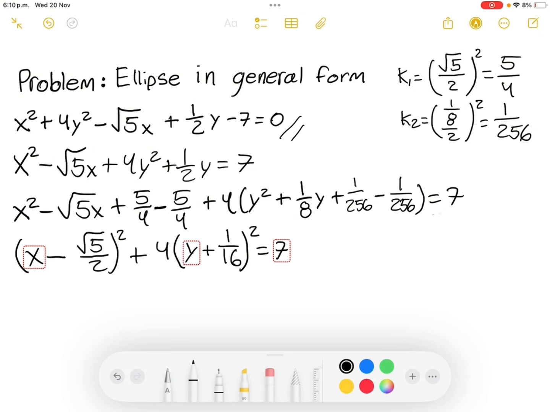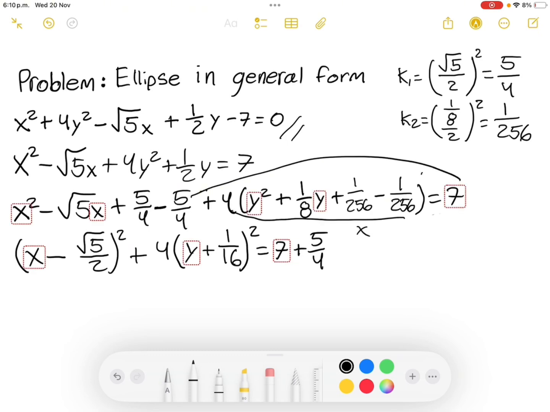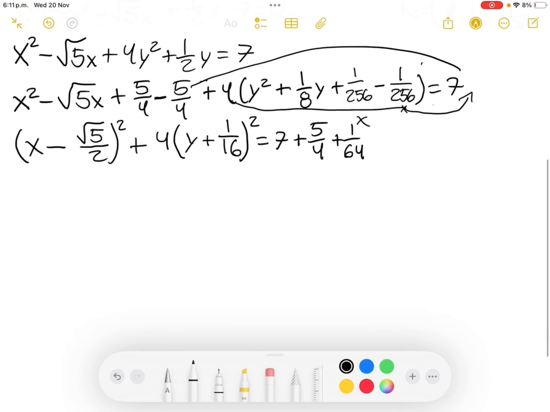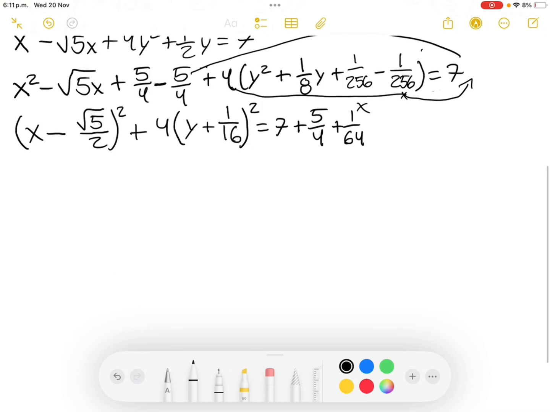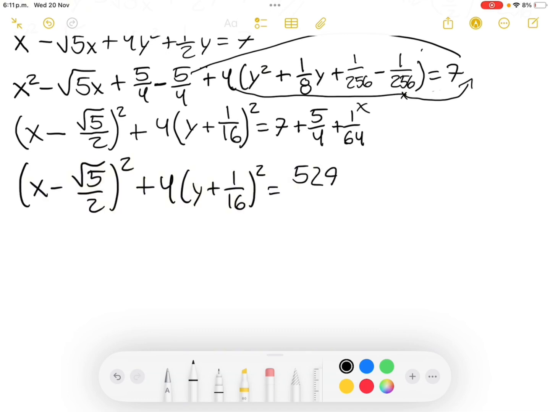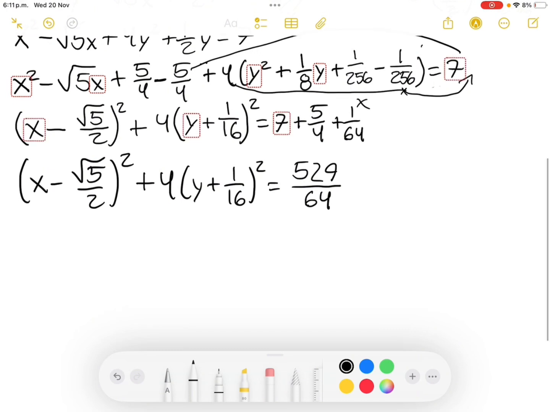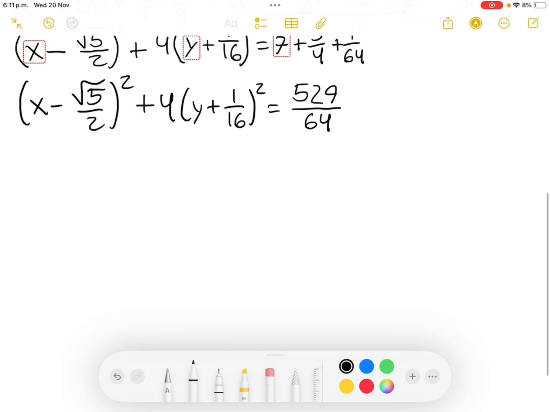Now we need to pass the 5 fourths to the other side. This we have to multiply and pass to the other side, and this is going to give us plus 1 under 64. Then we have to resolve this, and the equation is going to be like this: x minus 5 under 2, squared, plus 4 parentheses y plus 1 under 16, squared, equal to 524 under 64.